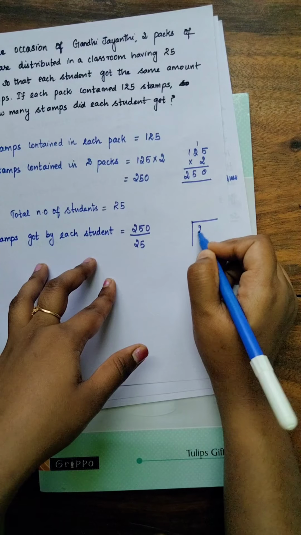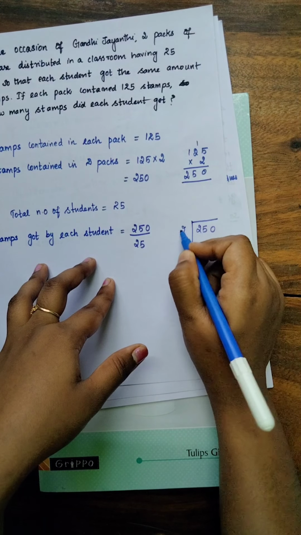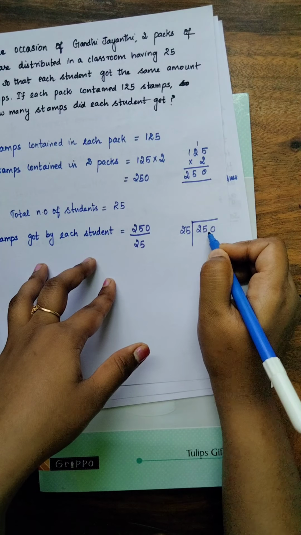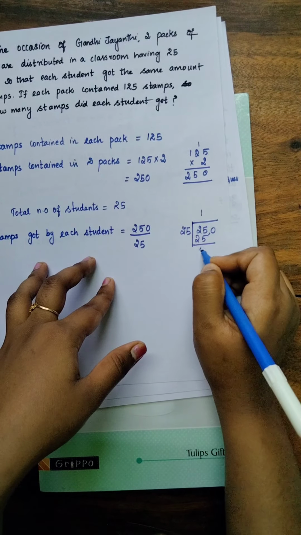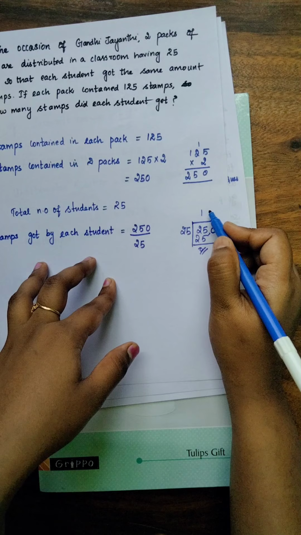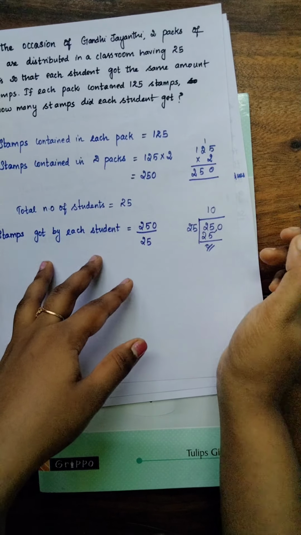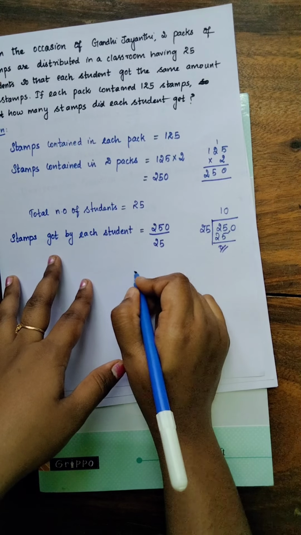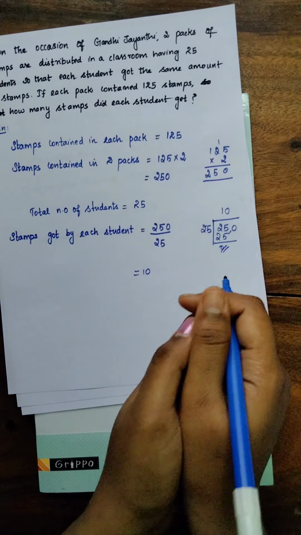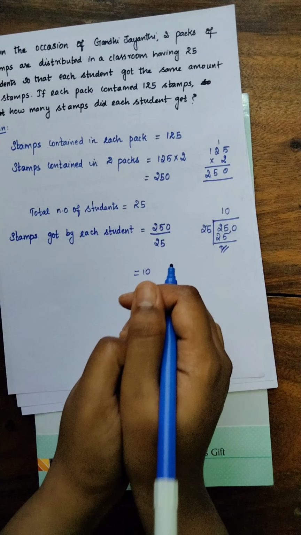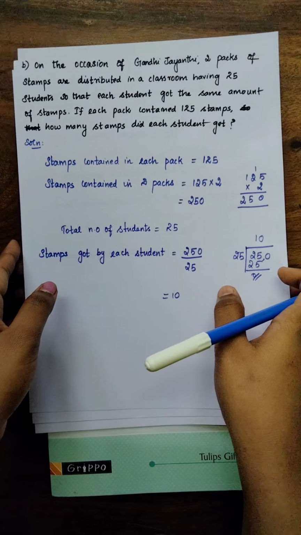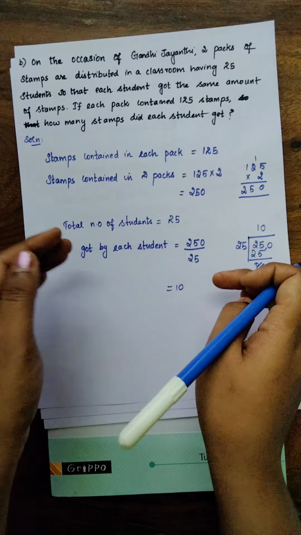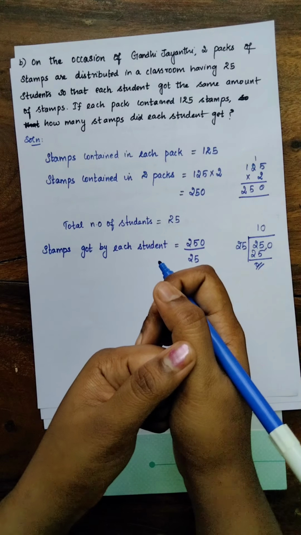So 250 divided by 25. It's very easy. First we take two numbers. So 25 ones are 25, 0 remaining, and 1 zero is there. So put that 0 in the quotient. So our answer is 10. Each student will get 10 stamps. Stamps got by each student is 10.